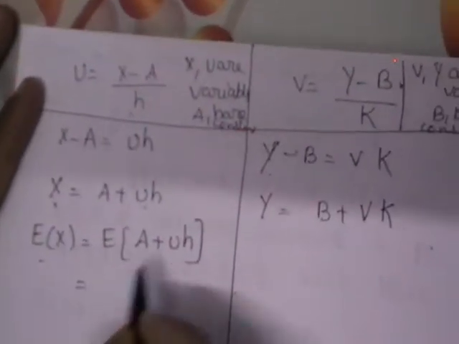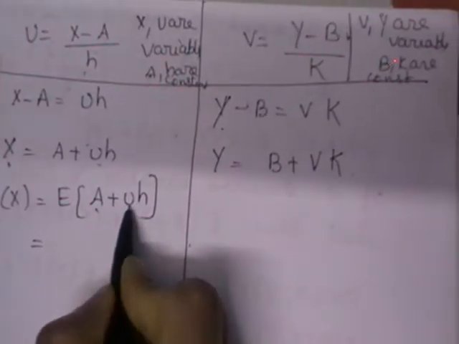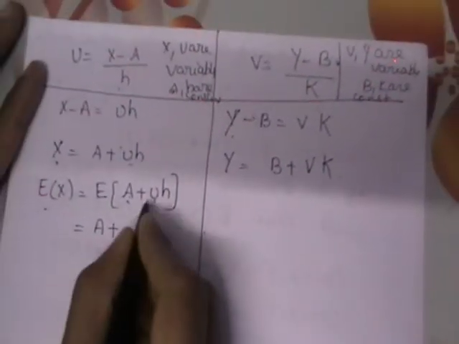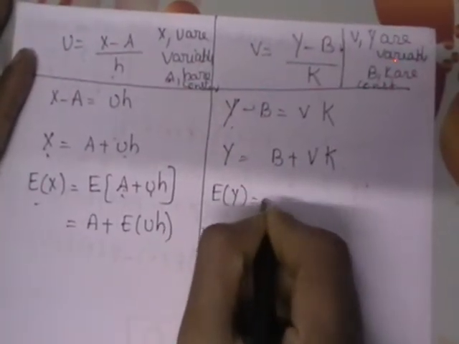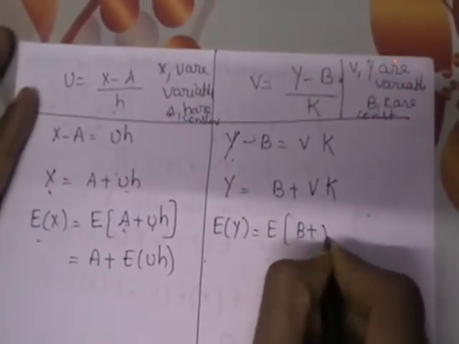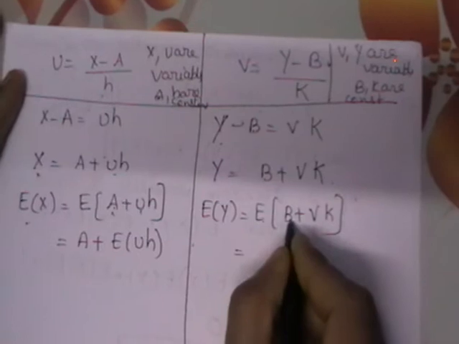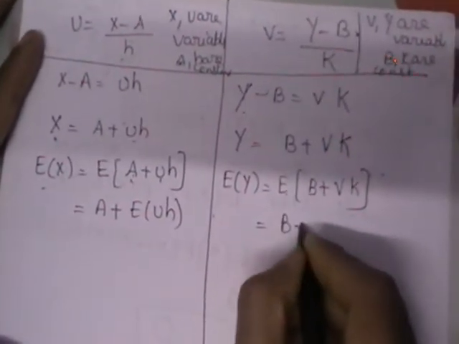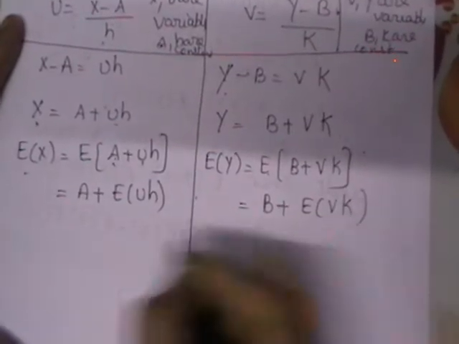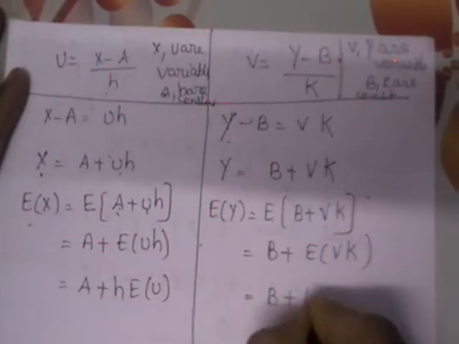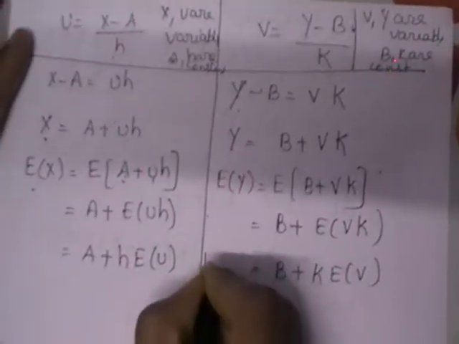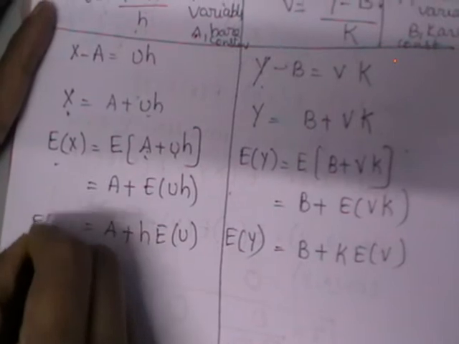Now I have cross multiplied and got x, so if I take expectation on both sides, here a is a constant, u is a variable, and the expectation of a constant is the constant itself, plus the expectation of uh. Here expectation of y is equal to expectation of b plus vk. Expectation of b is a constant, so it stays constant. Again here, a plus, u is a variable, h is a constant, so we can write h into E of u. This is b plus k into expectation of v. This is expectation of y, and this is expectation of x.